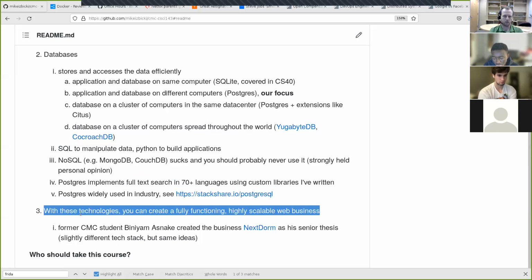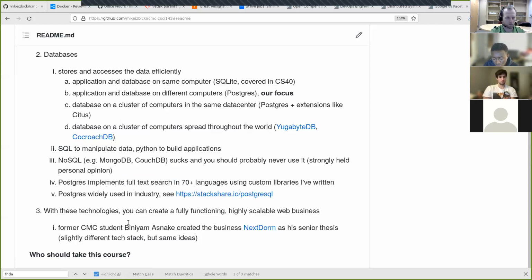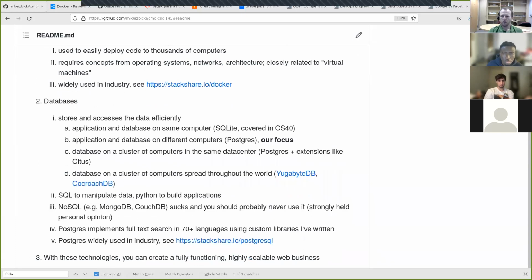And again, Postgres is widely used in industry, and there's a real emphasis on applications in this class. Former students, in particular Biniam here, have used these technologies from this class to start this webpage, Nextstorm, which is just a small scale business that he runs to make some extra money. And if after this class you would like to do something like that, I'd be happy to help you get started with that. Any questions about anything so far? Okay.